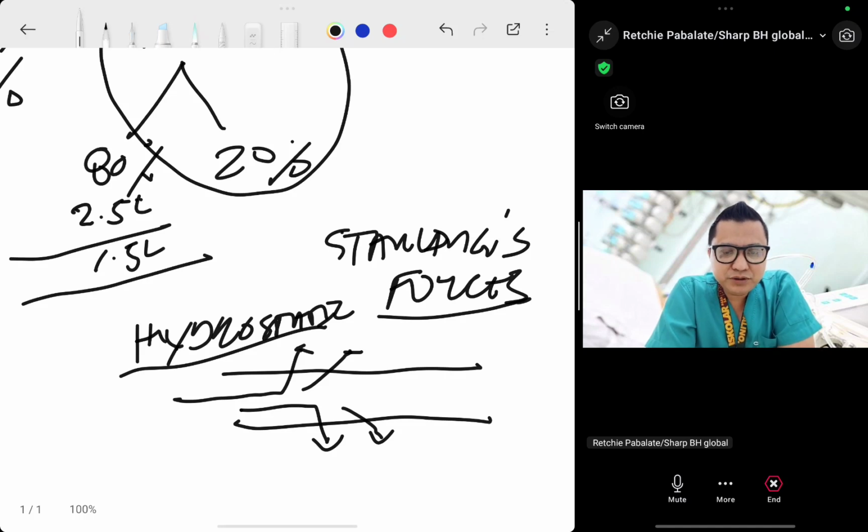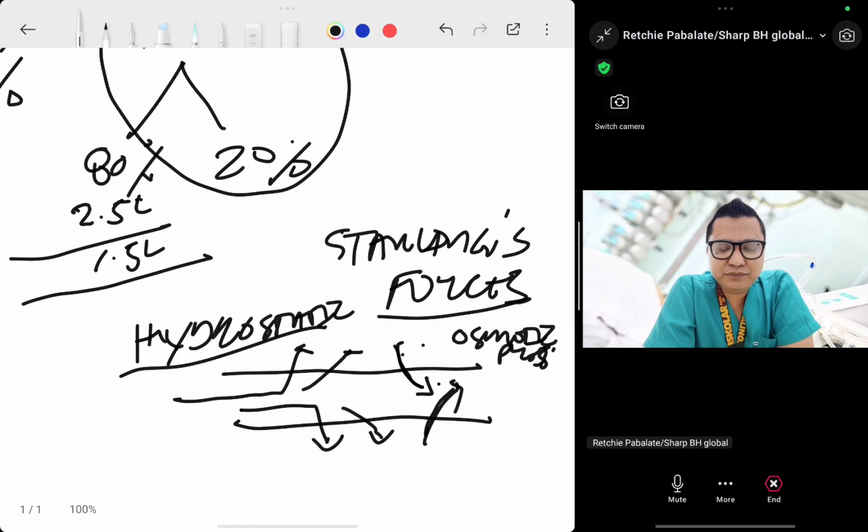And what pulls that water from the tissue back into the intravascular space is the oncotic or osmotic pressure. This osmotic pressure will draw the water from the tissue into the intravascular space, and it is most likely generated by albumin. So we need albumin to pull that water from the tissue into the intravascular space.